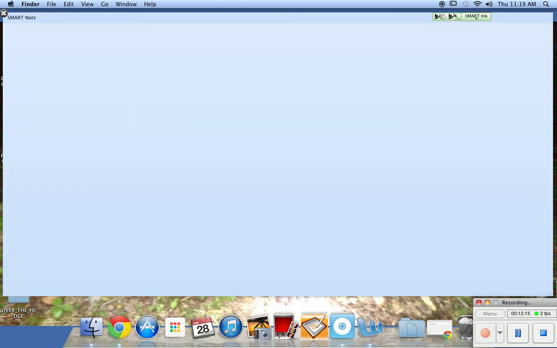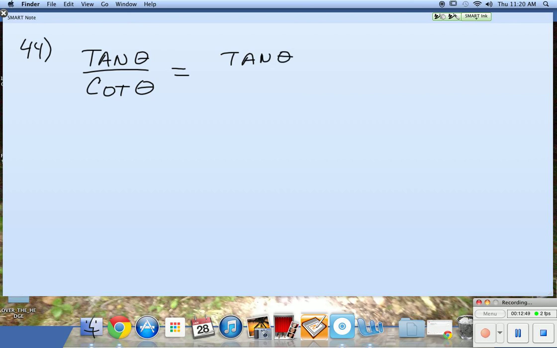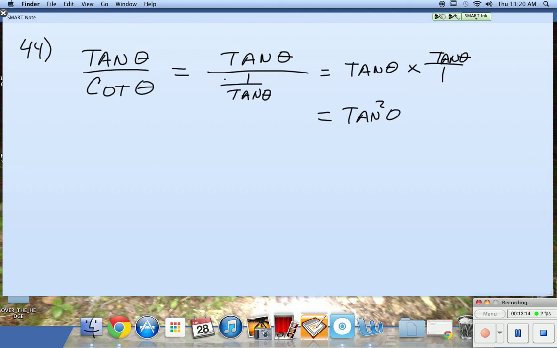Let's take a look at number 44. Tangent of theta over cotangent of theta. We know that really the tangent of theta, and we can change this out to sine and cosine, but I don't think it's necessary in this case because they're really both working with tangent, aren't they? This is the same as saying tangent of theta over 1 over tangent of theta. Well, here's where we have to take the fraction in the bottom, invert it, and multiply. Tangent of theta times tangent of theta over 1, which ends up equaling tangent squared of theta.